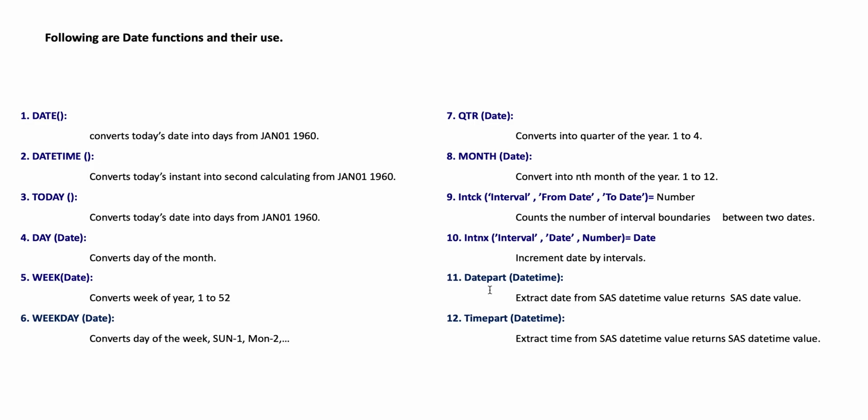Number 10, INTNX, that means interval, date and number, and the final result is a date. That means it increments the date by intervals. Number 11, DATEPART(datetime). It extracts the date from a SAS datetime value, and returns a SAS date value. Number 12, TIMEPART(datetime). It extracts the time from a SAS datetime value.